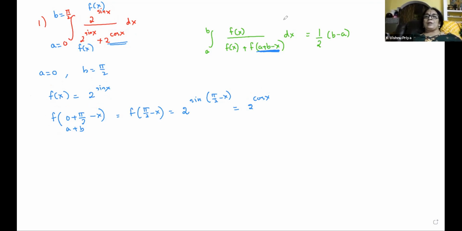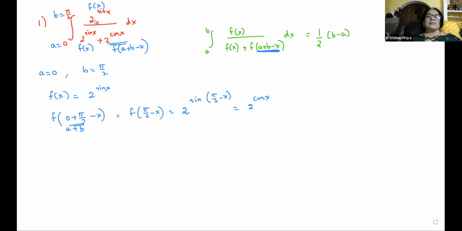So I hope it is clear for everyone. 2 power cos x is f of a plus b minus x, that is, f of 0 plus pi by 2 minus x. So we have the formula. Everything is matching with the formula. If you want, you can see here. In the formula, what do we have?